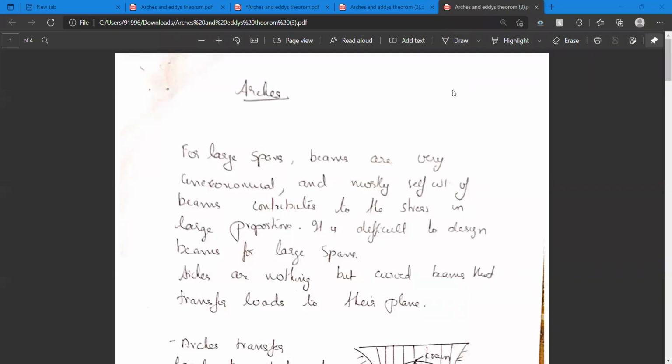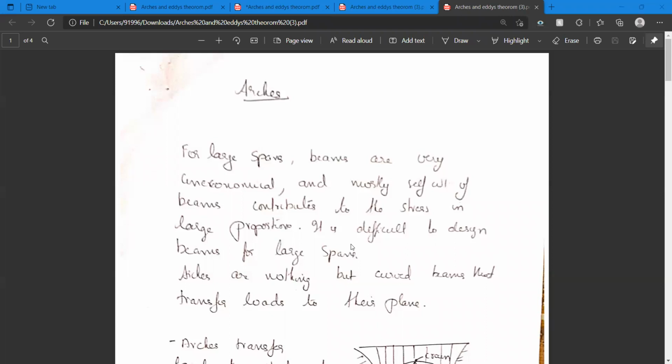Today we will see some basic concepts about arches. Arches are used when beams are to be provided in large spans. If we are giving beams for large spans, it will be very uneconomical because self-weight will be large in those cases. So the self-weight of the beam itself contributes to the stress in large proportions. And so it is difficult to design beams for large spans. In such cases, it is better to provide arches.